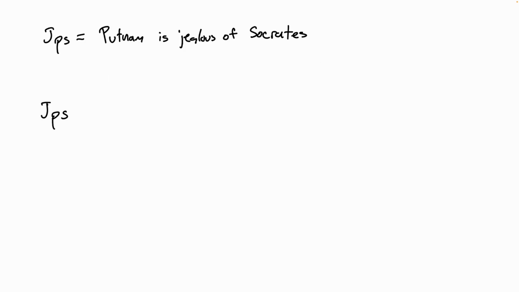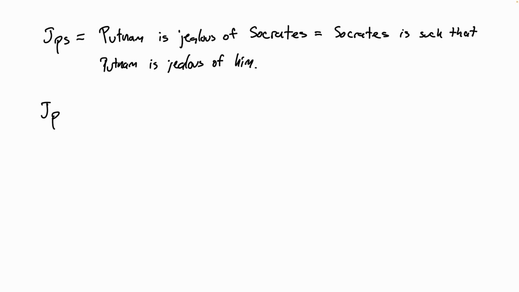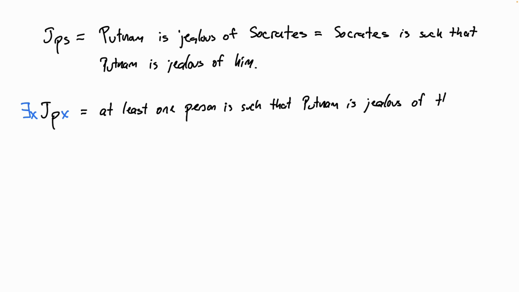For one last example, let's take the formula JPS. That says that Putnam is jealous of Socrates, which can be seen as the claim that Socrates meets the following condition. He is such that Putnam is jealous of him. So if we existentially quantify on S, we get a formula that says that at least one person meets that condition. In other words, the resulting formula says that at least one person is such that Putnam is jealous of them. That is, there's someone that Putnam is jealous of.